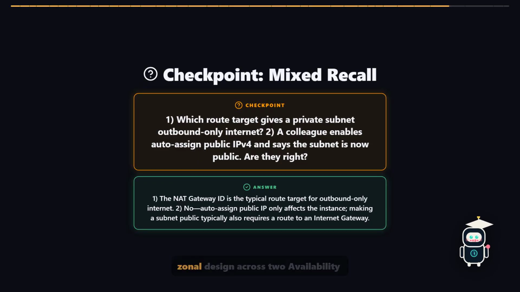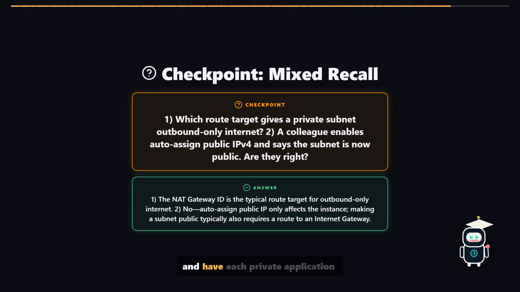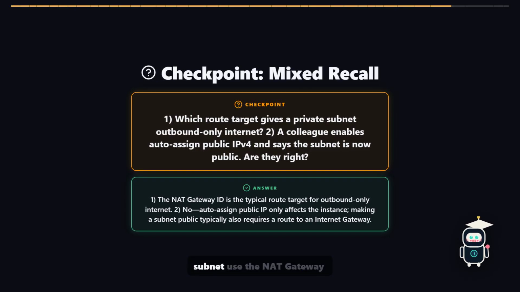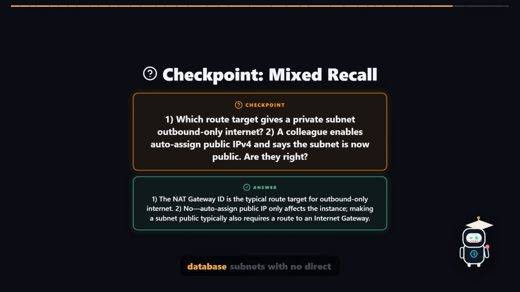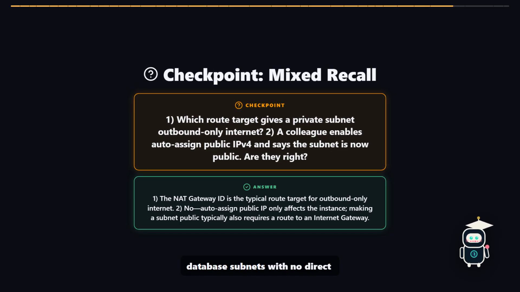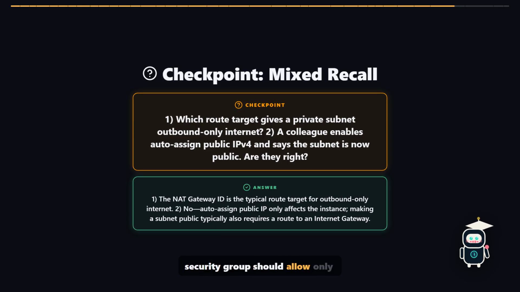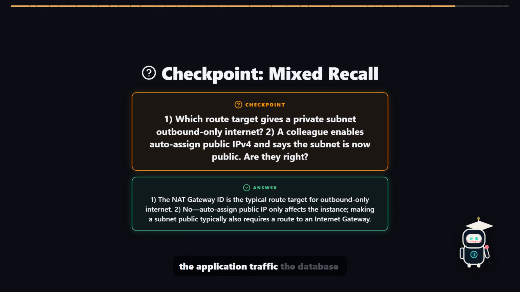For the classic zonal design across 2 availability zones, deploy a public NAT gateway in each availability zone and have each private application subnet use the NAT gateway in its own zone. Finally, put the database in private database subnets with no direct internet route. The application tier reaches it privately, and its security group should allow only the application traffic the database actually requires.